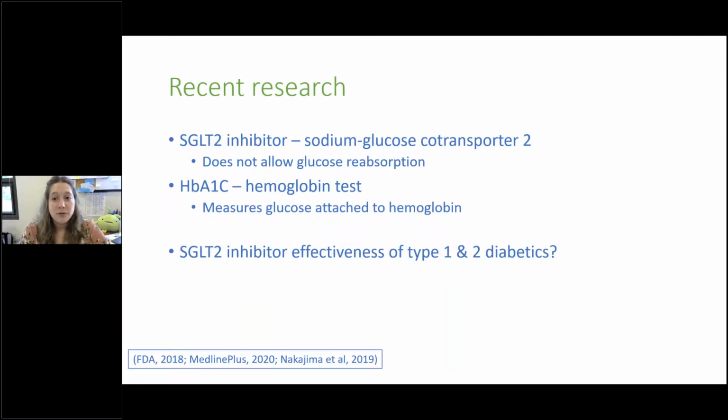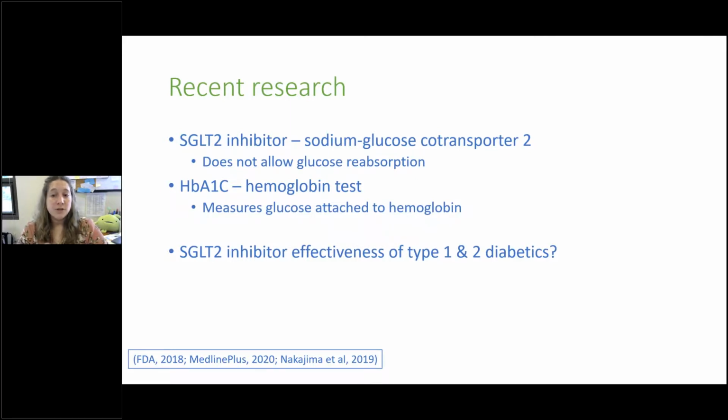In a new study out of Japan, researchers compared the effectiveness of sodium glucose cotransporter 2, SGLT2, inhibitory medication between patients with type 1 and type 2 diabetes. SGLT2 inhibitors do not allow for renal reabsorption of glucose in the proximal tubule, forcing glucose to be filtered through the urine, helping those with diabetes to lower their blood sugar concentrations.